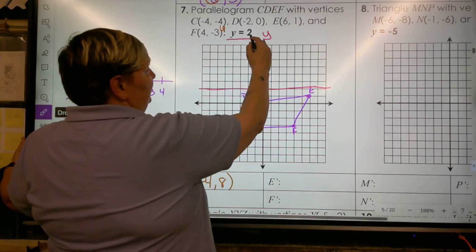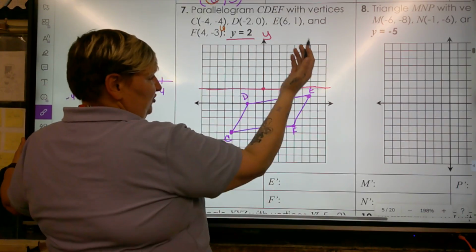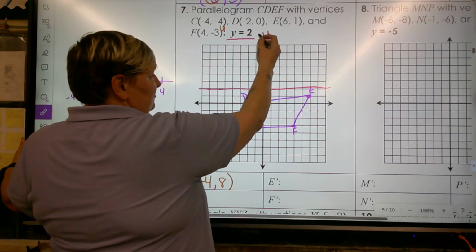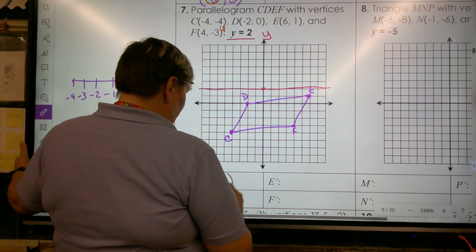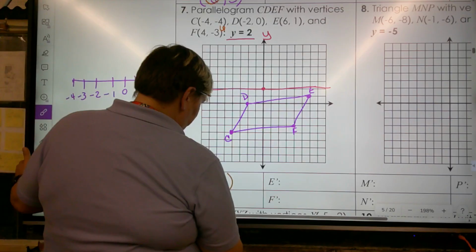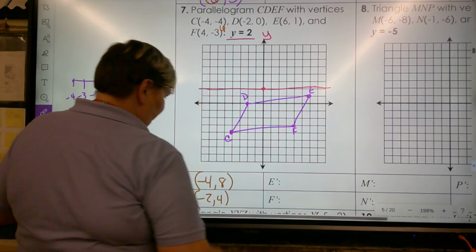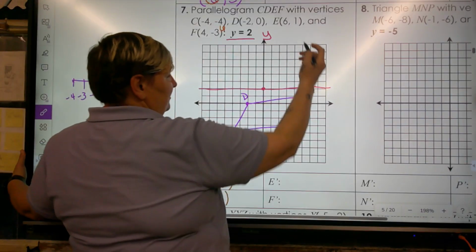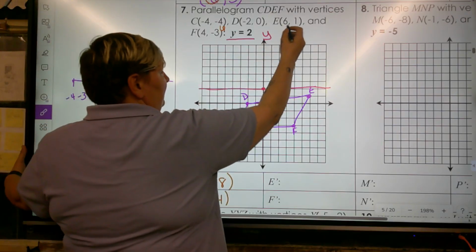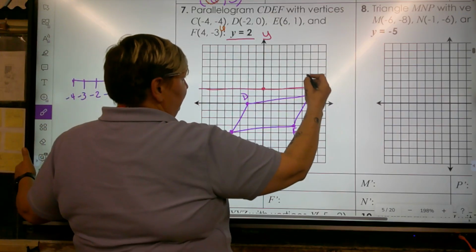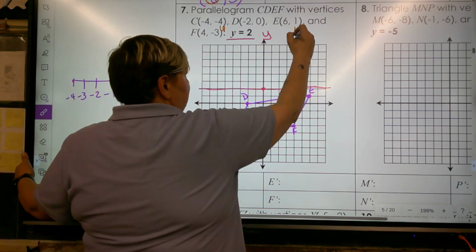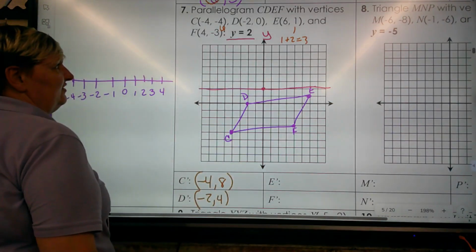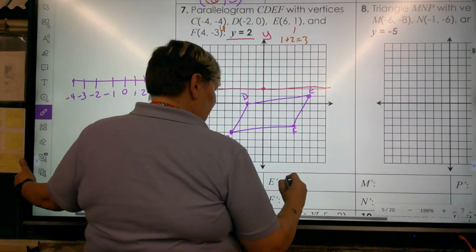Alright? So the distance between 2 and 0 is 2. 2 plus 2 is 4. So this becomes -2, 4 for D prime. The distance between 2 and 1 is 1. 1 plus 2 is 3. So it's going to become 6, 3.